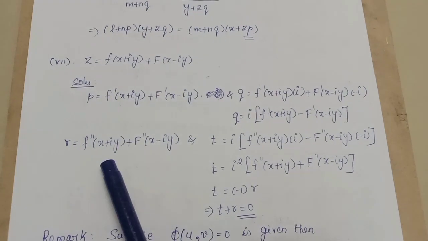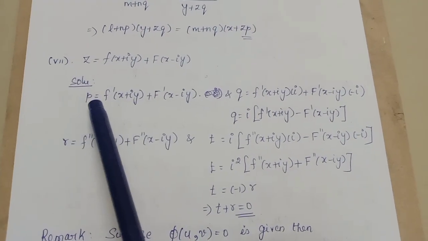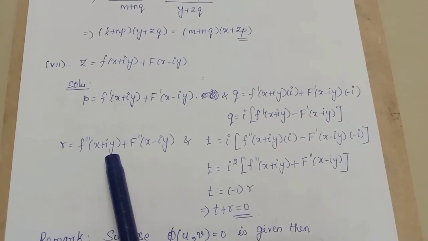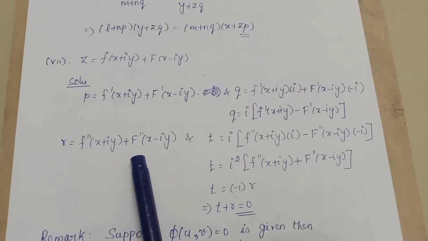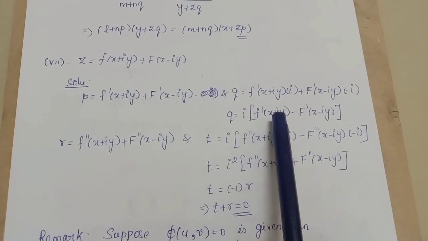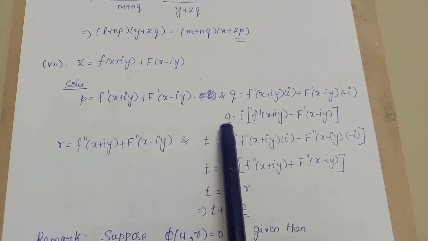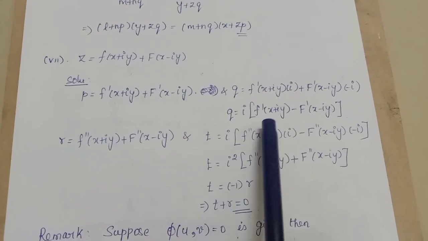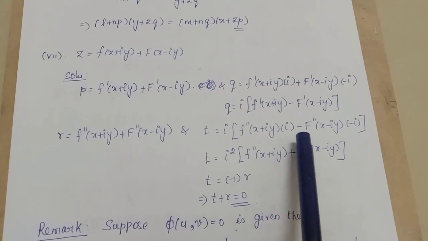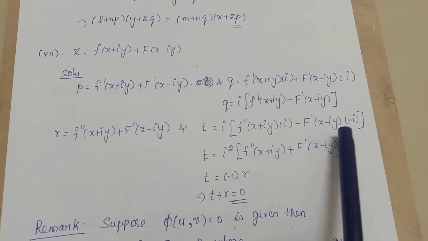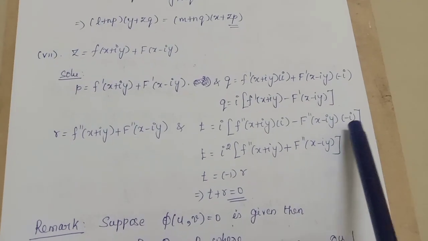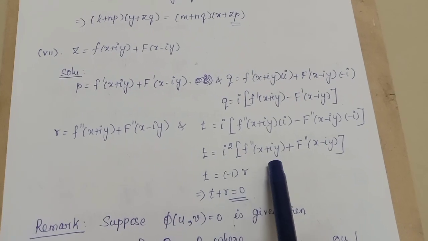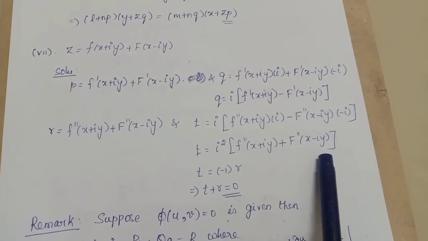So let me find second order derivative also. So differentiate this expression again with respect to x. So it will be r, isn't it? So f double dash of x plus iy into 1 plus capital F double dash of x minus iy into 1. And differentiate this again with respect to y. So it will be t. Second order derivative with respect to y is t. T equal to i into f double dash of x plus iy into i minus capital F double dash of x minus iy into minus i. Again, one more i is common, that i I take outside, it will be i square into f double dash of x plus iy plus capital F double dash of x minus iy.